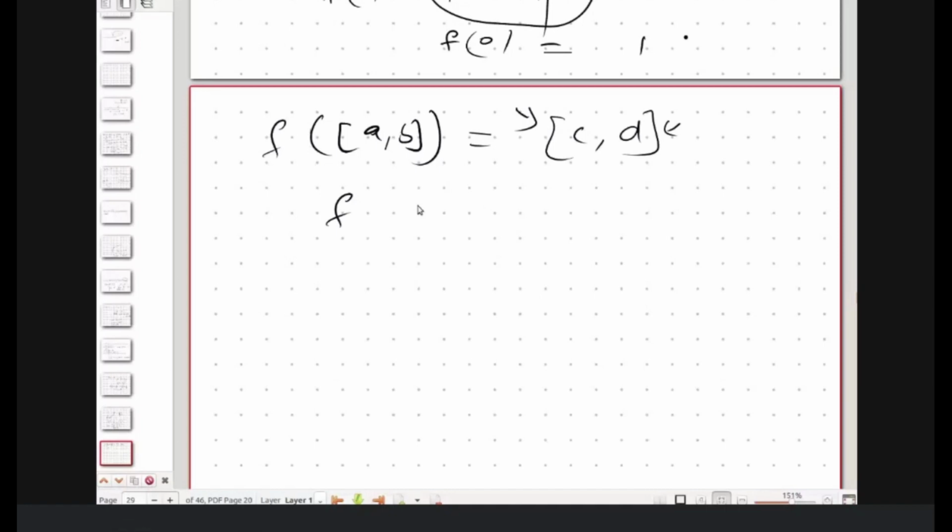and closed one. So assume that we actually had a function that maps closed 0, open 1 to the image open 0, open 1.